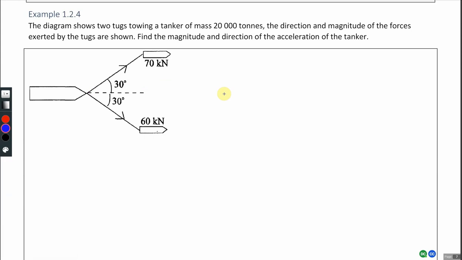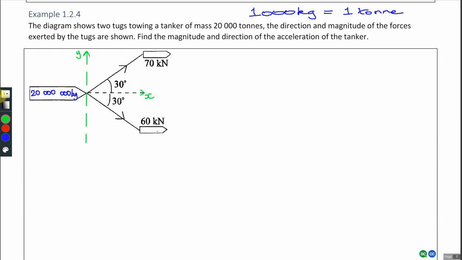Since we're given the mass of the tanker in tons, it's important that we remember 1,000 kilograms is 1 ton. So the mass of the tanker is 20,000 tons, in other words, 20 million kilograms. Now the mass of the tanker won't become relevant until the end of the question, when we know the resultant force provided by the two tugs. So let's now focus on figuring out the resultant force.